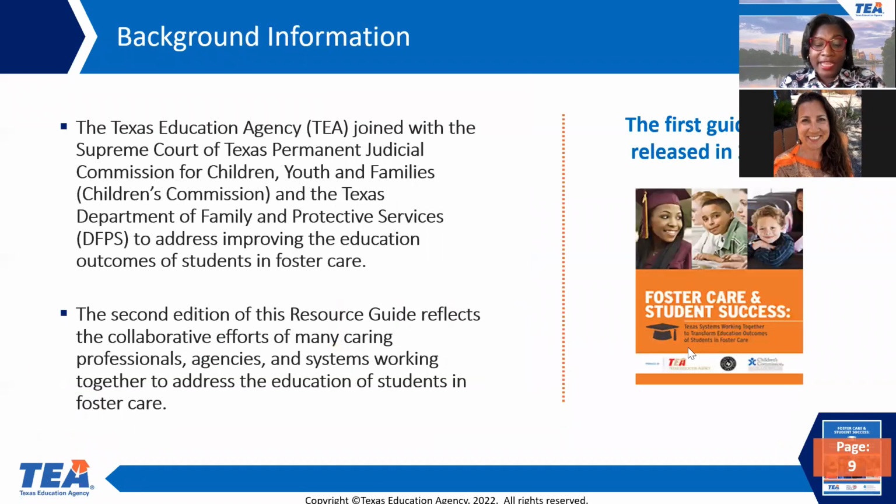For background information, remember the first guide was released in 2013. TEA joined with the Supreme Court of Texas Permanent Judicial Commission for Children and the Texas DFPS to address improving educational outcomes of students in foster care. We worked along with those partners and released that first guide in 2013. Now here is the second edition of this resource, which reflects the collaboration efforts of many caring professionals, agencies, and systems working together to address the education of students in foster care. This information is on page 9.